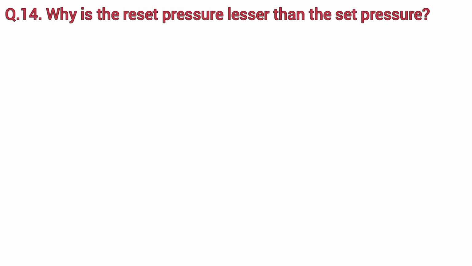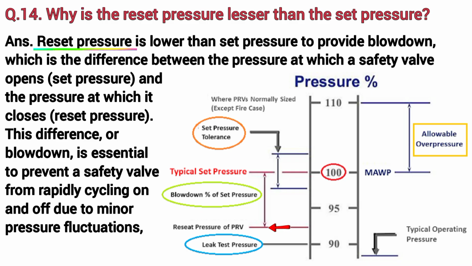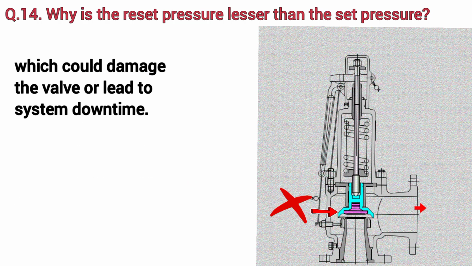Why is the reset pressure lesser than the set pressure? Reset pressure is lower than set pressure to provide blowdown, which is the difference between the pressure at which a safety valve opens, set pressure, and the pressure at which it closes, reset pressure. This difference, or blowdown, is essential to prevent a safety valve from rapidly cycling on and off due to minor pressure fluctuations, which could damage the valve or lead to system downtime.